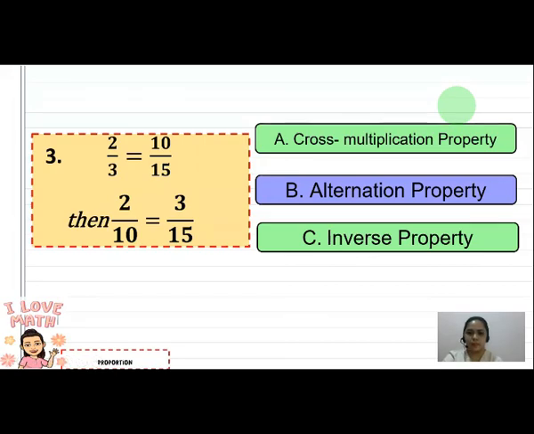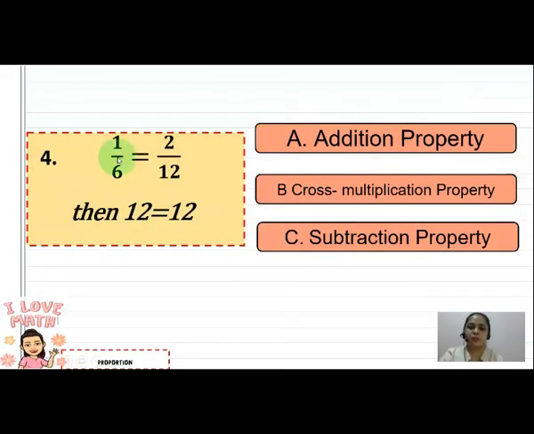Okay, let's have number 4. 1 over 6 equals 2 over 12. Then 12 equals 12. Is it A. Addition property, B. Cross multiplication property, or C. Subtraction property? The answer is cross multiplication property.